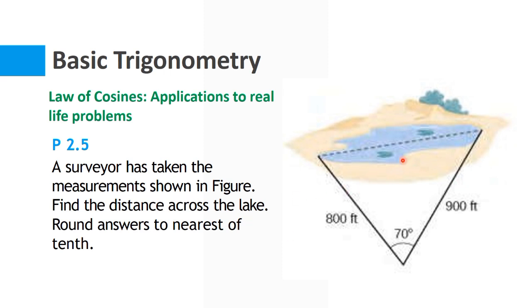So in this example, you have to find the length of this side, and you have been provided this angle of 70 degrees, and this side of 900 feet and this side of 800 feet. So you can use the law of cosines very easily. If we suppose that this length is x, then x squared would be equal to 900 squared plus 800 squared minus 2 times 900 times 800 times cos of 70 degrees. So you can find this length very easily.